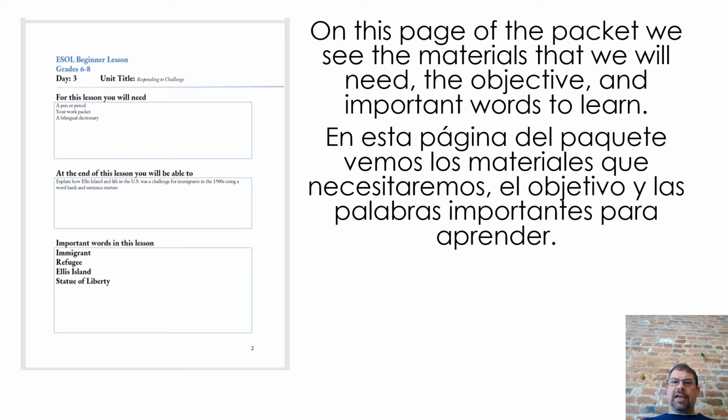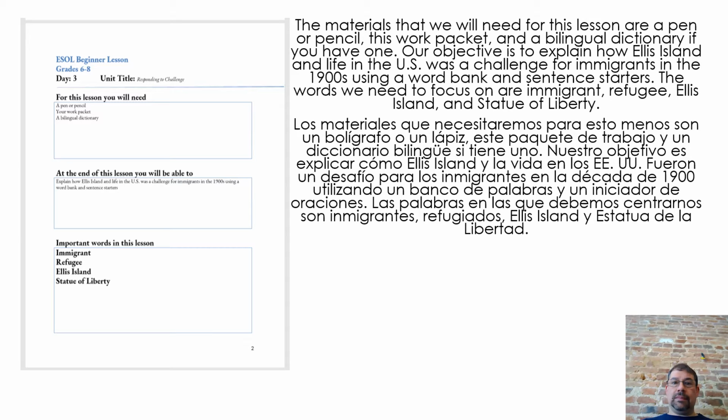On this page of the packet, we see the materials that we will need, the objective, and important words to learn. The materials that we will need for this lesson are pen or pencil, this work packet, and a bilingual dictionary if you have one. Our objective is to explain how Ellis Island and life in the U.S. was a challenge for immigrants in the 1900s, using a word bank and sentence starters. The words we need to focus on are immigrant, refugee, Ellis Island, and Statue of Liberty.